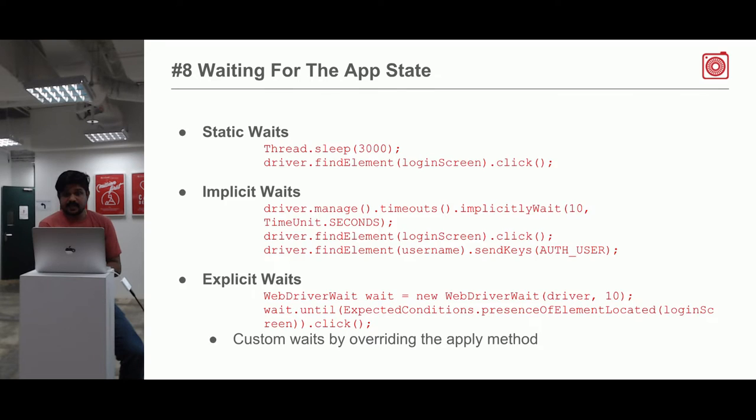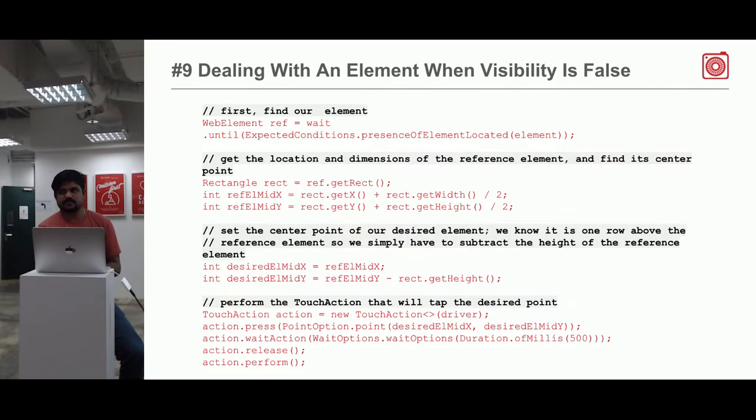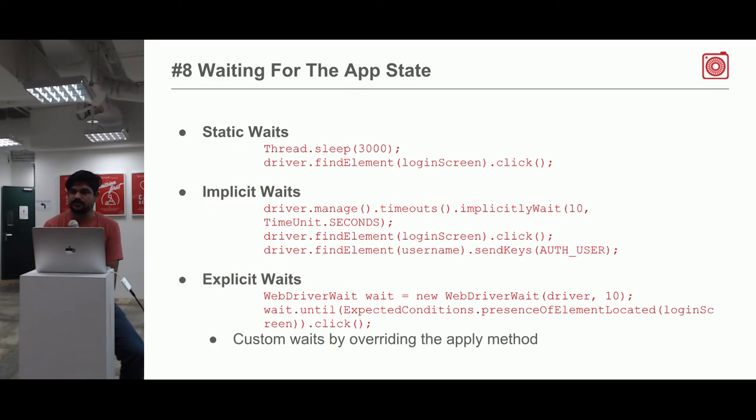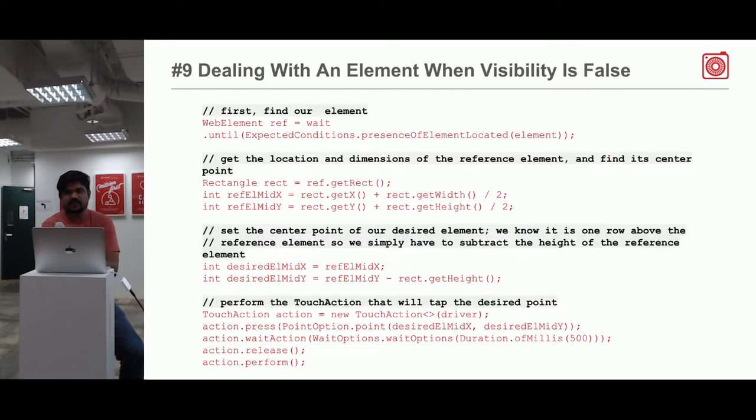Dealing with an element when visibility is false. Yes, I strongly recommend to use the explicit wait. Okay, what happens when the visibility of an element is false?